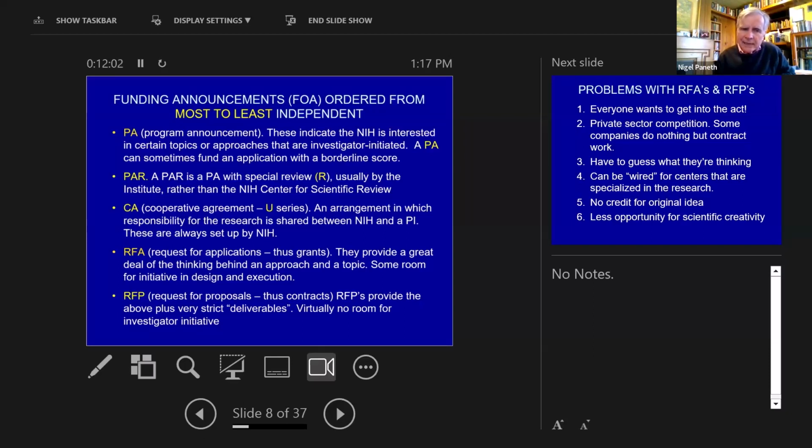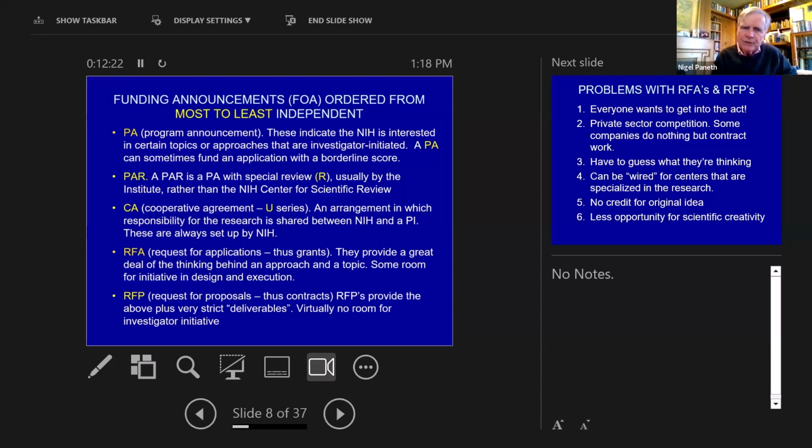PAR is a slight version of that, but it has a special review, and the review is by the institute rather than the usual NIH study section program. So the R stands for review. Both of these are fairly independent. They just show that NIH thinks it'd be nice to see something in this arena.